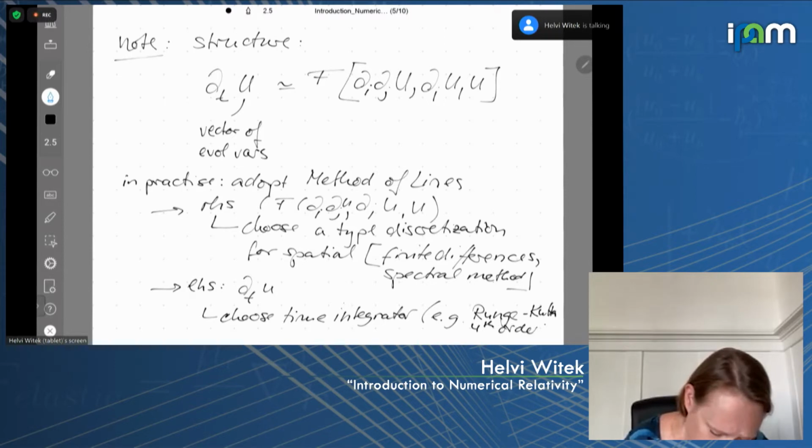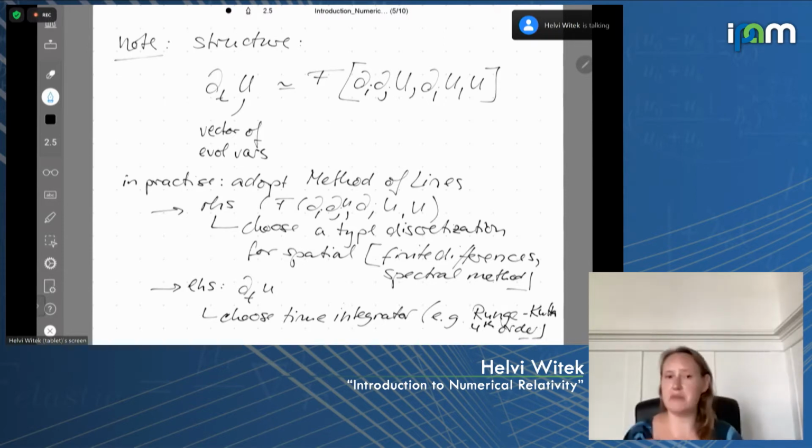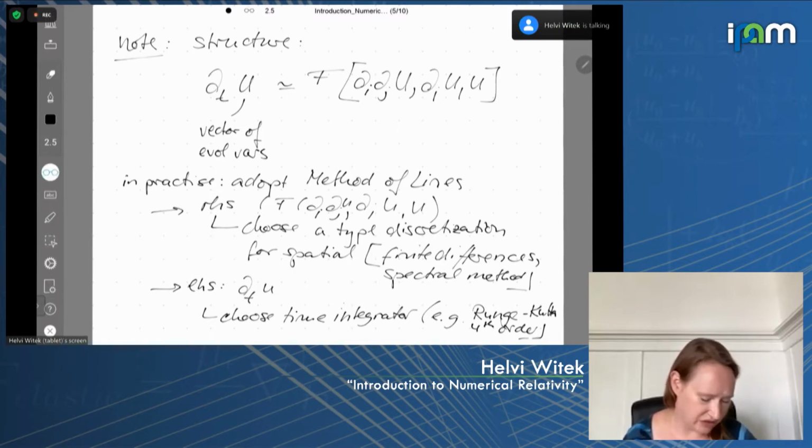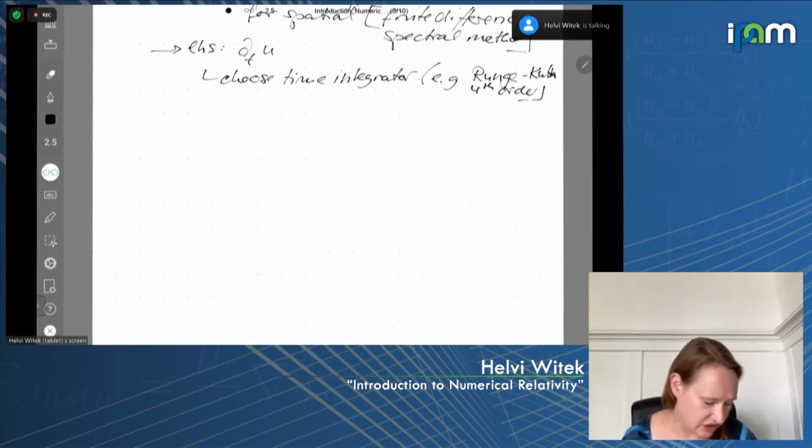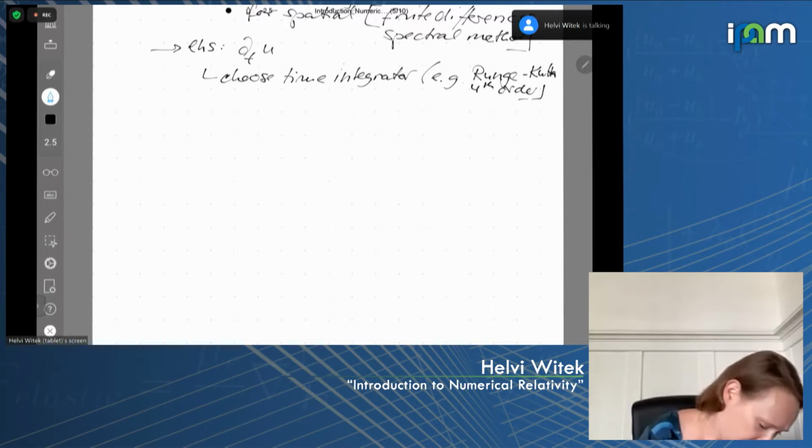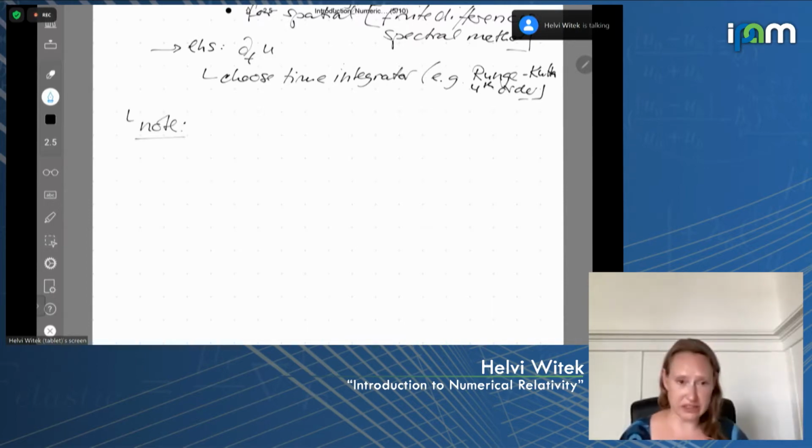Yeah, and that's because we had this question before, why did I make this dependence on time explicit? That's precisely the reason. If I write my equations in this form, then I can very easily implement them in my numerical relativity code. And the other note that I wanted to make, which we already touched upon at the end of the last lecture, is that we typically adopt a free evolution scheme.